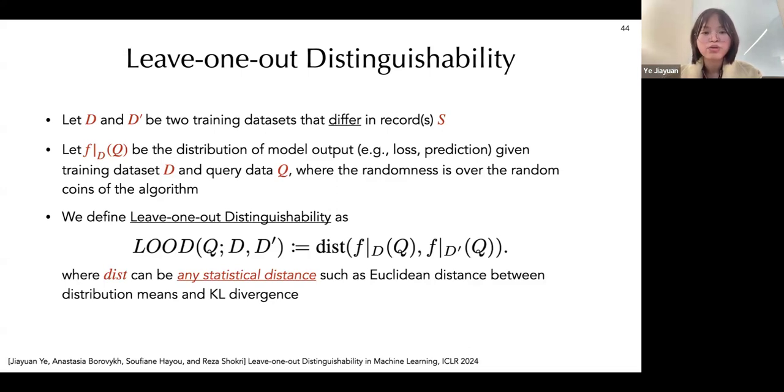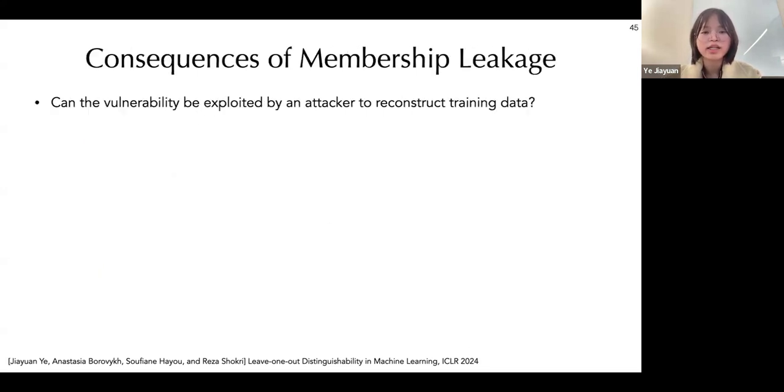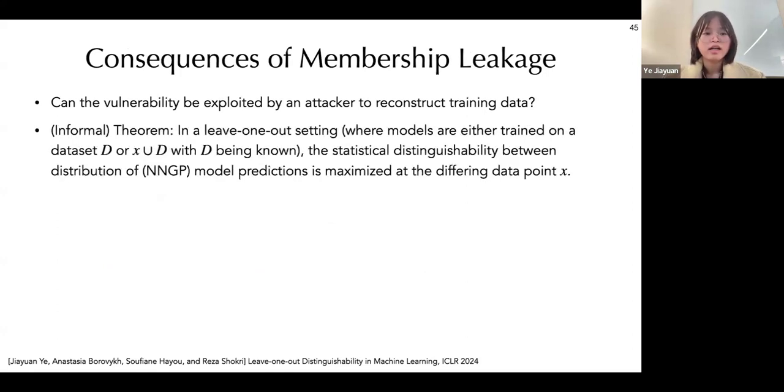And what can we do under this formulation is that we can show that this vulnerability can be exploited by an attacker to reconstruct training data. That is, in a leave-one-out setting, this statistical distinguishability is maximized when querying the model at the differing data itself.